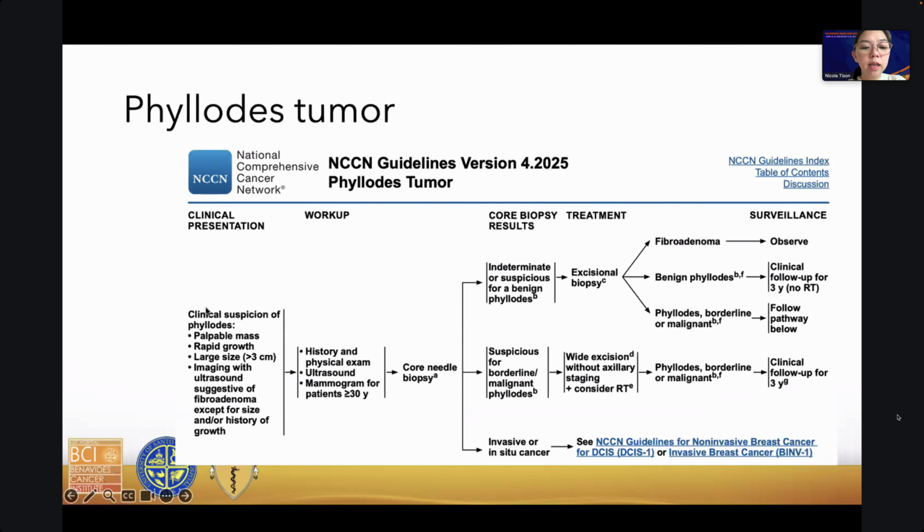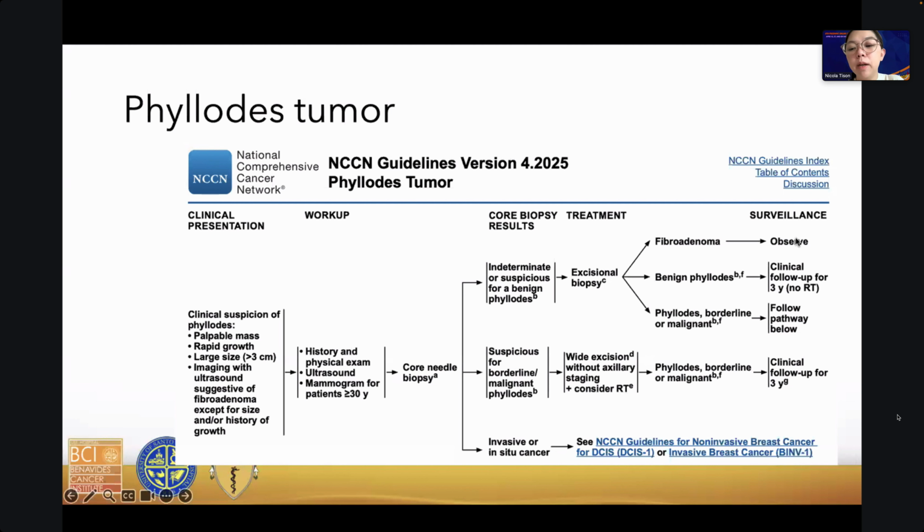So in the algorithm, we have the suspicion of a phyllodes tumor. We do history, physical exam, and our mammo and ultrasound. Usually, we do a core needle biopsy, not to diagnose phyllodes tumor, but to actually rule out invasive carcinoma or DCIS. A lot of times when we do our core needle biopsy, it turns out indeterminate or maybe suspicious for a benign phyllodes tumor, then an excisional biopsy is warranted.